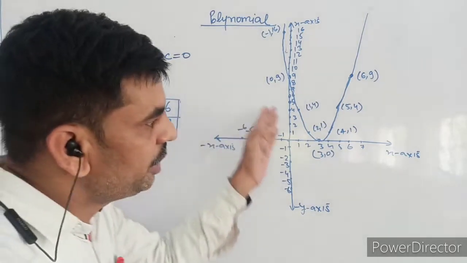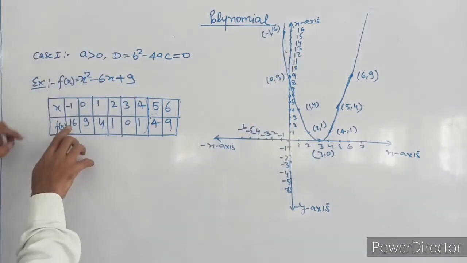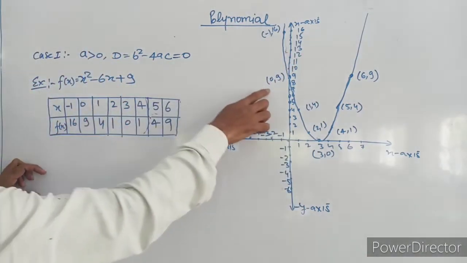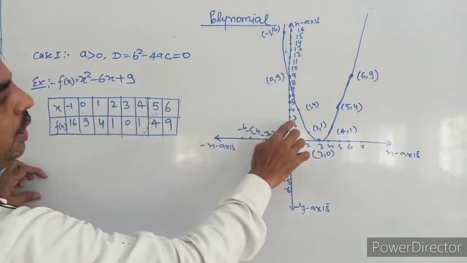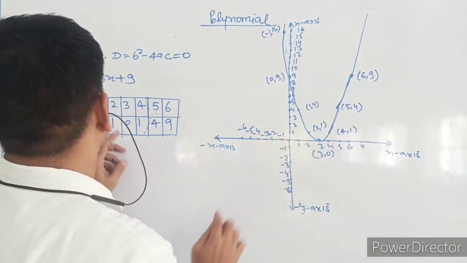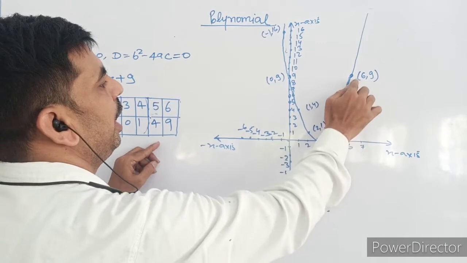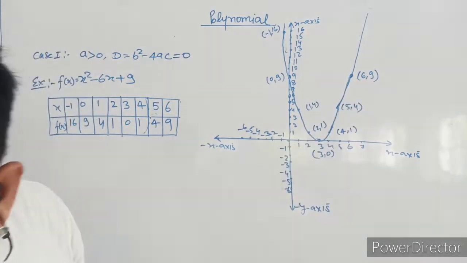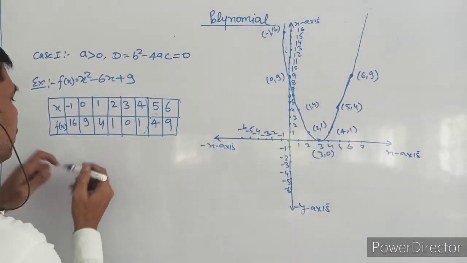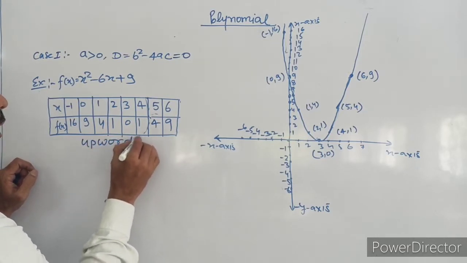We plot these points here: minus 1, 16; 0, 9; 1, 4; 2, 1; 3, 0; 4, 1; 5, 4; and 6, 9. So this is also an upward parabola.